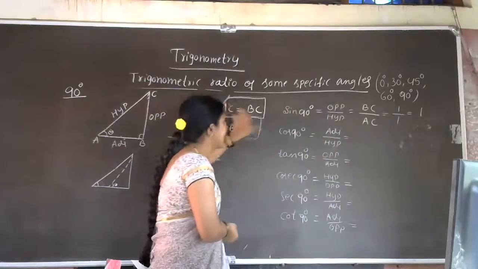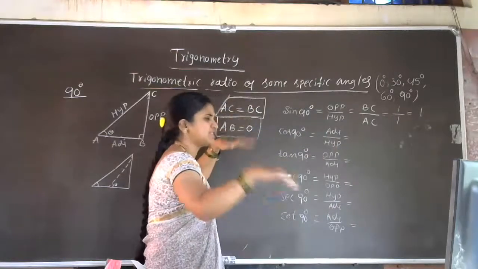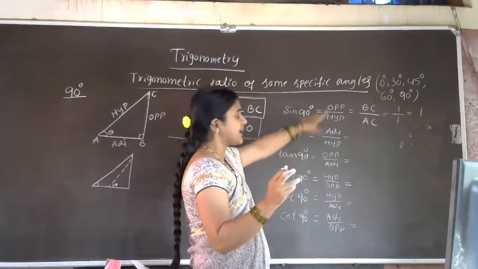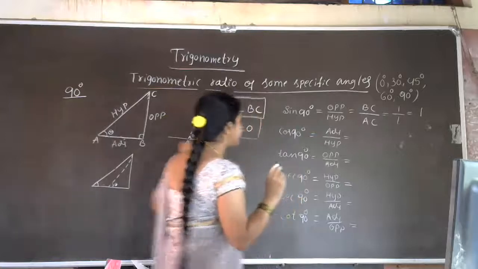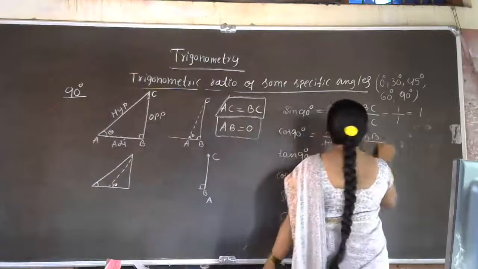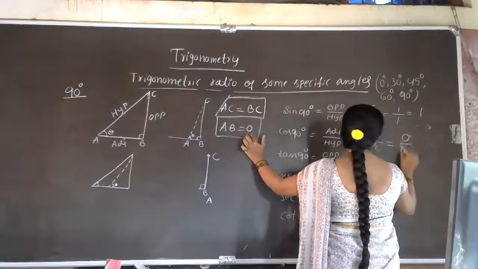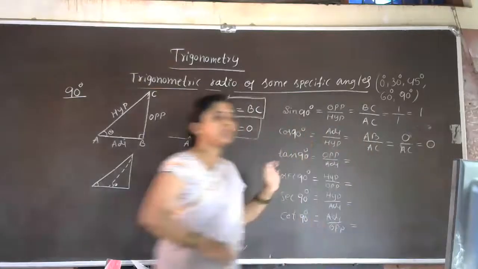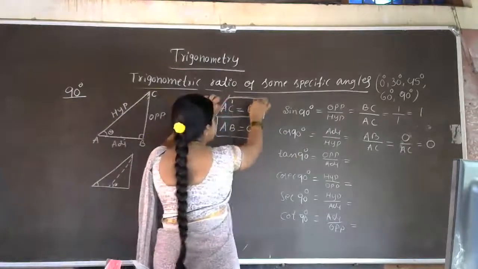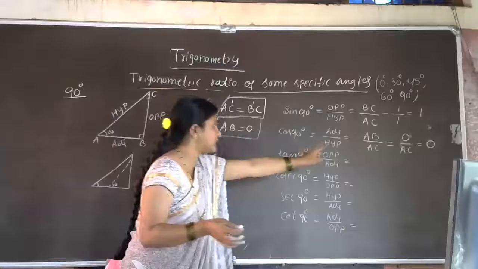Is it right, students? AC and BC both are equal. You can take 1 unit, 2 units, 3 units, whatever you take, after simplification you will get 1 only. So BC by AC is 1. Next, adjacent by hypotenuse. Adjacent is AB divided by hypotenuse AC. AB you can observe is 0, and 0 by anything is 0. Or you can take AC as 1 unit and BC as 1 unit also. That is your choice. So cos 90 is 0.